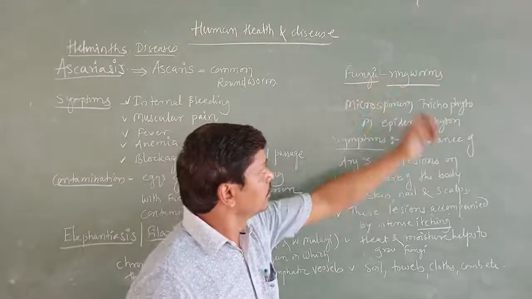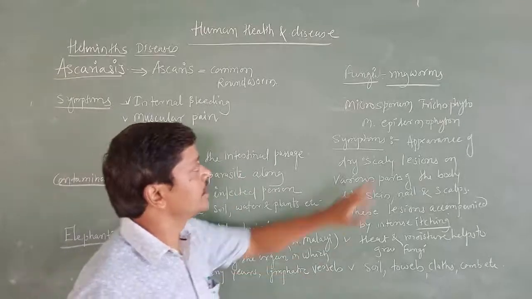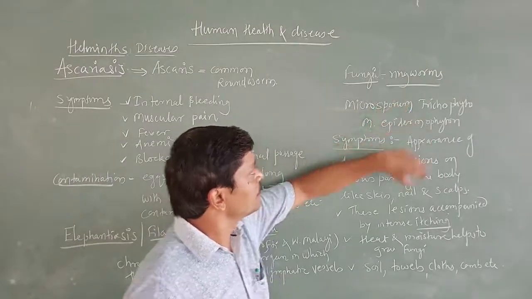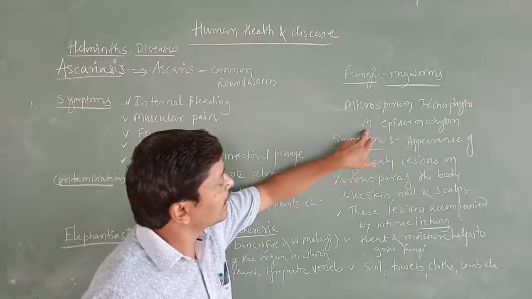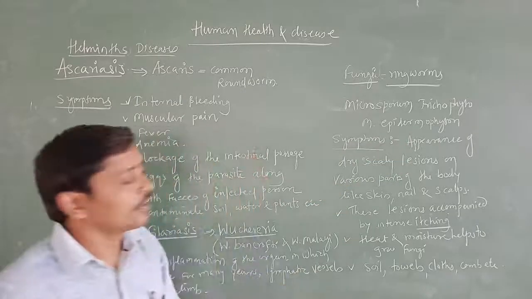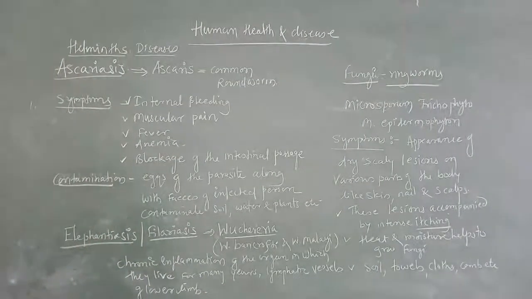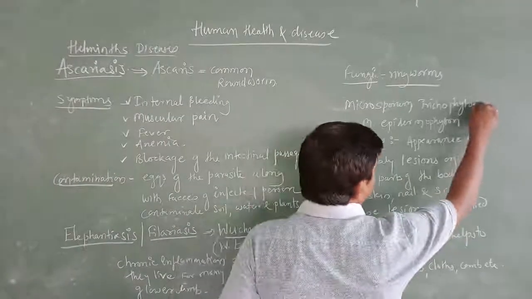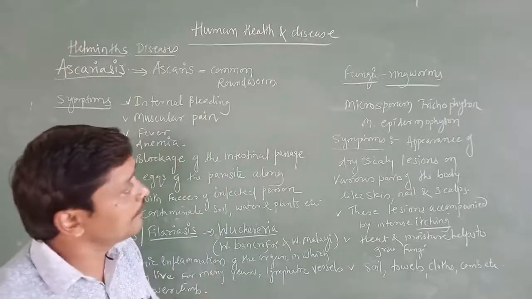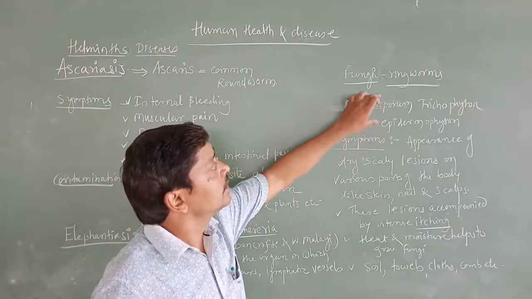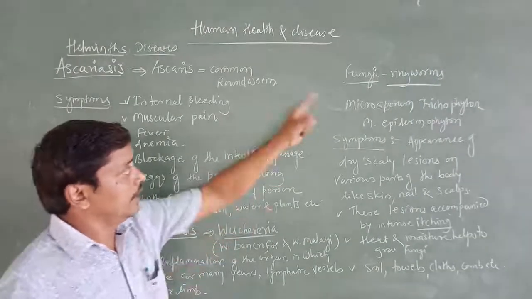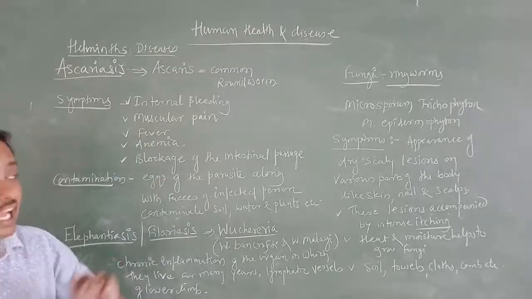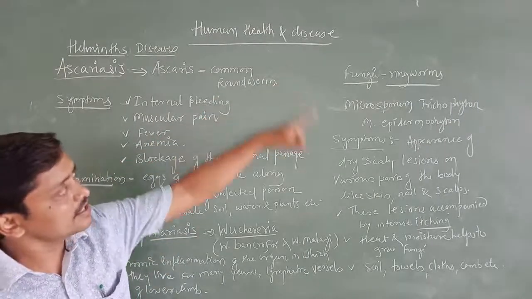Fungi. Here we are going to study about the ringworms. Ringworms are caused by Microsporum, Trichophyton and Epidermophyton. These are the causative agents for ringworm. Ringworm, what is it? A fungal disease. And this is the last type.